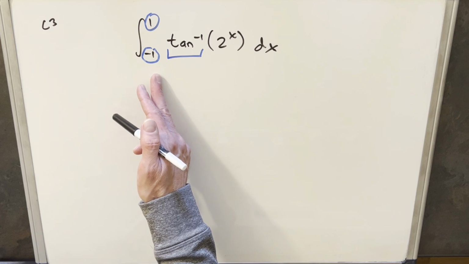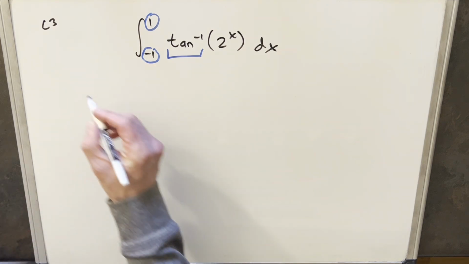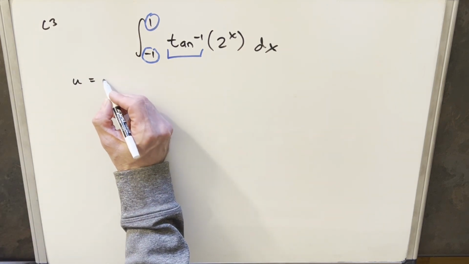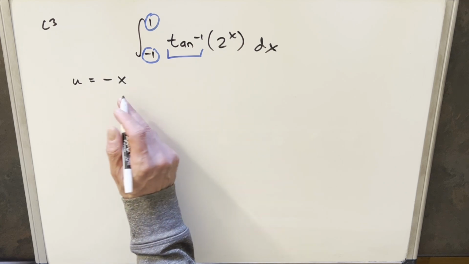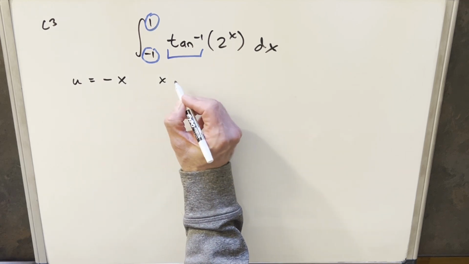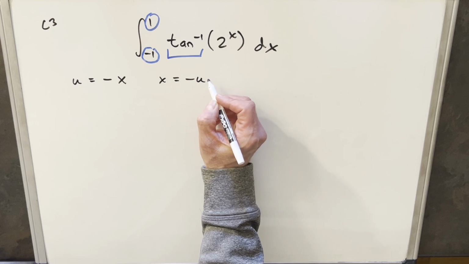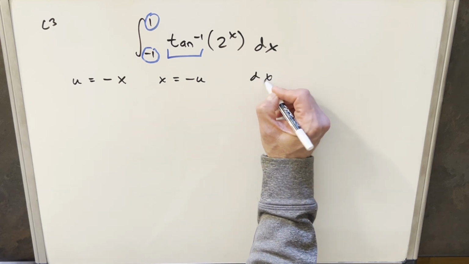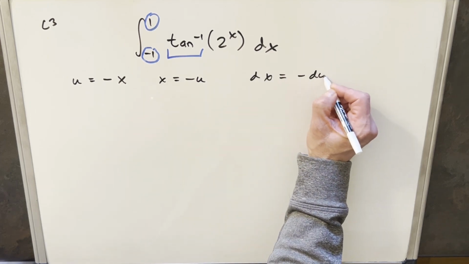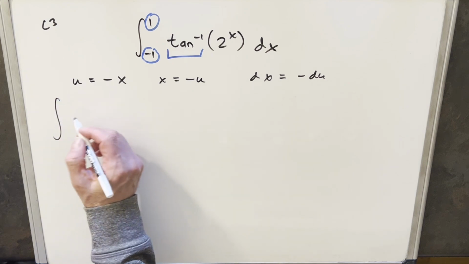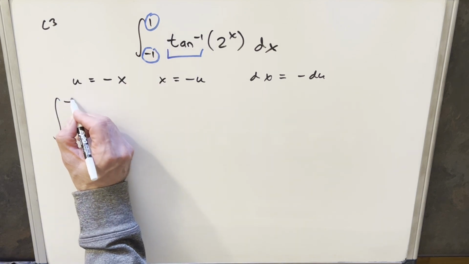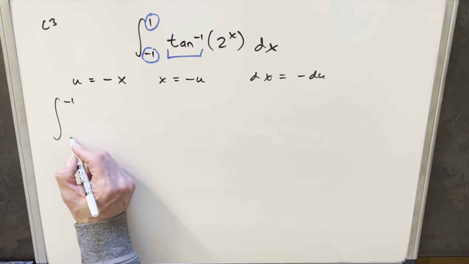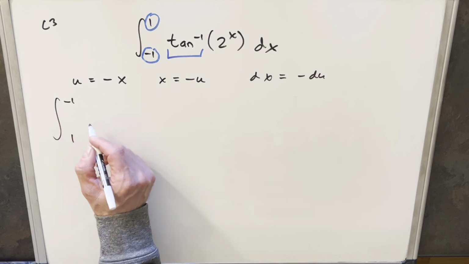So what I want to do is a u substitution and try to flip the bounds around. Just a very simple u substitution. If I call u equal to minus x, we have x equals minus u, take a derivative, then dx is minus du. If you plug a 1 in here, we get minus 1. You plug minus 1, you get 1. So our bounds are flipped around.